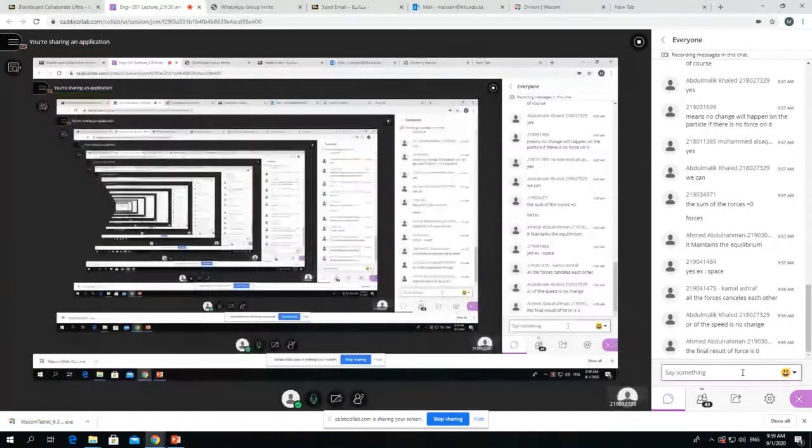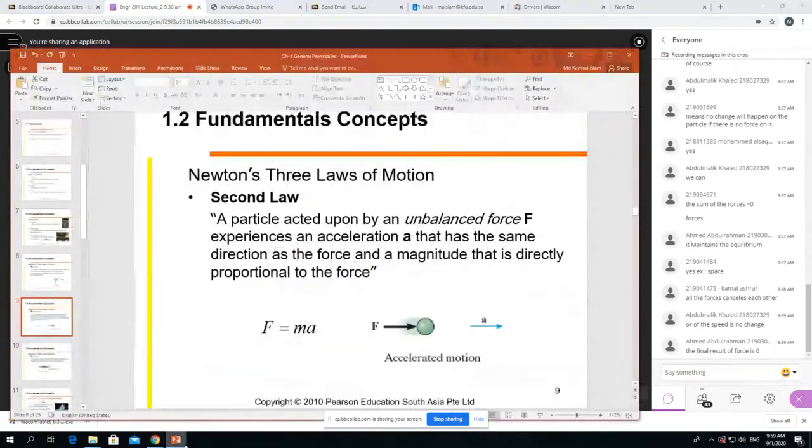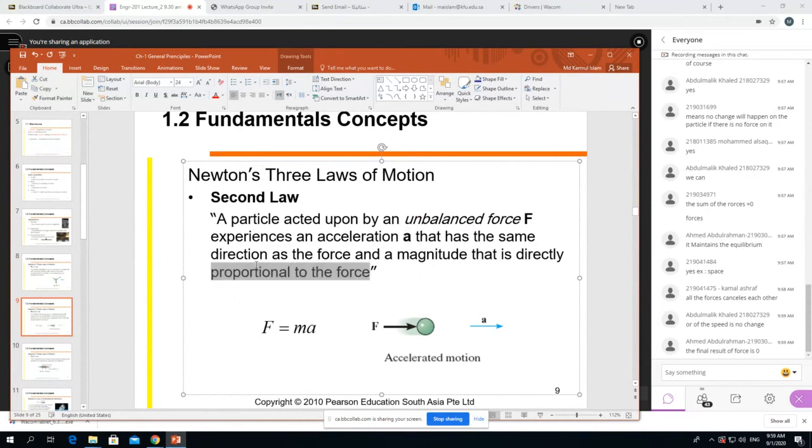But sometimes the final result is not zero. Then it is dynamics, and the body will start to move with acceleration. Now Newton's second law: a particle acted upon by an unbalanced force experiences an acceleration a that has the same direction as the force and a magnitude that is directly proportional to the force. What is this saying? It is written there, but can anyone explain it to me?